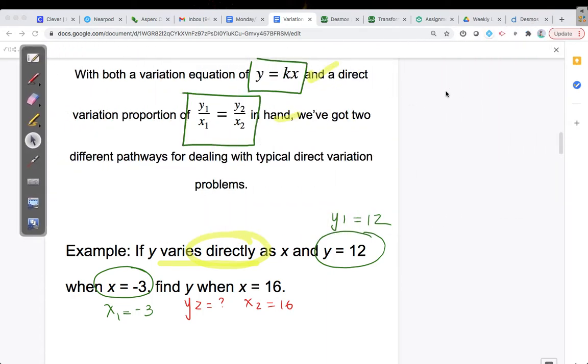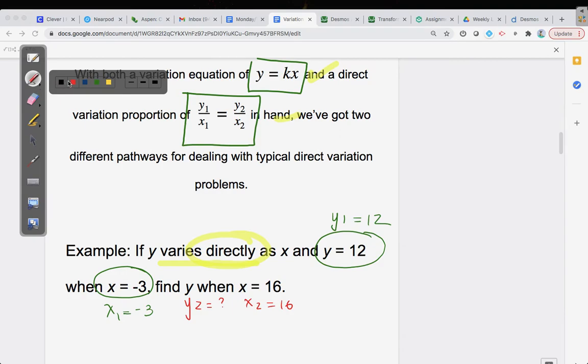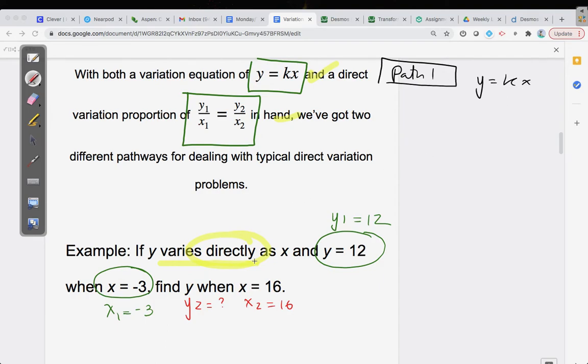So we're going to actually solve this problem using both of these tools. One of them is the equation, one of them is the proportion. We'll call them pathways 1 and 2. Let's say that this is path 1, where I've decided, you know what, I like this equation and I want to use it. I go to my problem and I see that, listen, when y is 12, x is negative 3. Now, I don't know what k is. I'm not told what k is, but notice that in this equation I can pretty quickly solve for it. So when I divide by negative 3, I find that the constant of variation for this particular problem is negative 4.